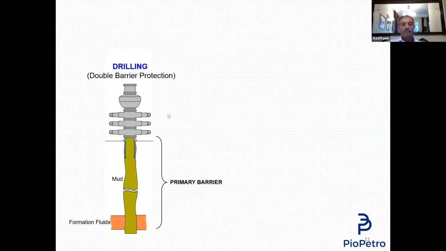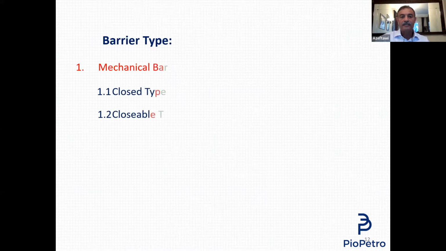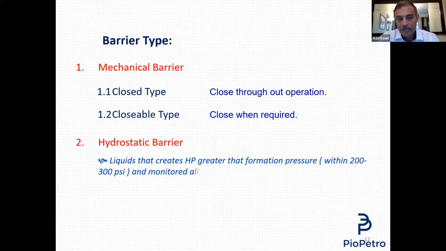We talk about the barrier classification and we say that we classify the barrier into 3 categories: primary barrier, secondary barrier, tertiary barrier. When we talk about the barrier types, we'll say that we have 2 types of barrier, either mechanical or hydrostatic barrier. In mechanical barrier, we have 2 types of it, either closed type or closable type.